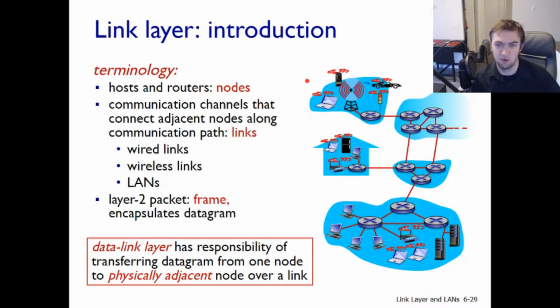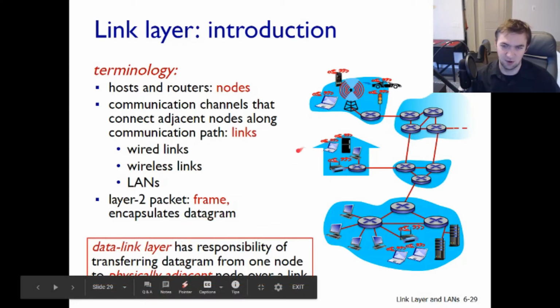Before we can begin, it's pretty important to make sure that we know all the terminology we'll be using when we discuss the link layer. First off, hosts and routers are going to be referred to as nodes. These are all the steps that you have to go through as you send data over the network. The communication channels that connect these nodes on any given path are called links, which you might suspect. These links could be wired, they could be wireless, you could have a cell phone tower that connects to your phone, they could be local area networks, and so on. And the packet that we're talking about at the link layer level is called a frame, and it encapsulates a datagram.